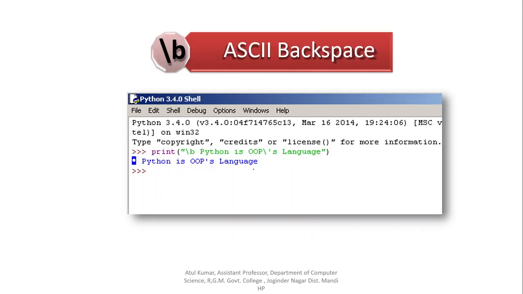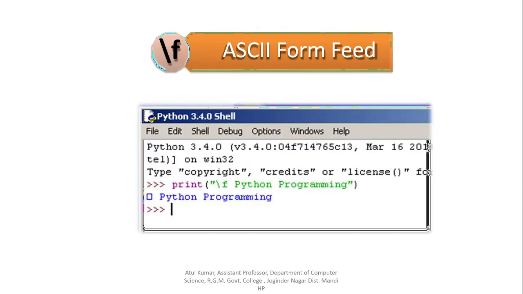Next we have the ASCII backspace. To print an ASCII backspace, we have backslash b as the escape sequence, and it will print like this on your screen. Next we have the ASCII form feed. The symbol or syntax for this is backslash f, and it will print like this on your screen.